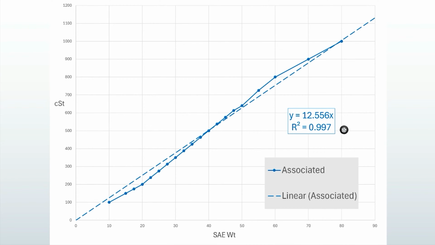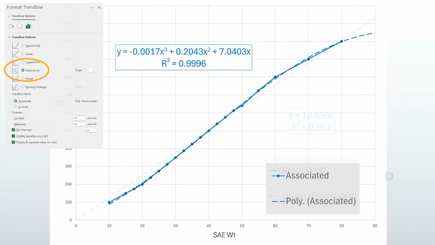Now, my assertion was that viscosity is a linear scale, which means a straight line. So let's try a couple other types of mathematical trend lines and see if there is something more accurate. This is a polynomial fit. See how the R-squared value increases to 0.9996? That's better than the 0.997 we had with a linear fit.